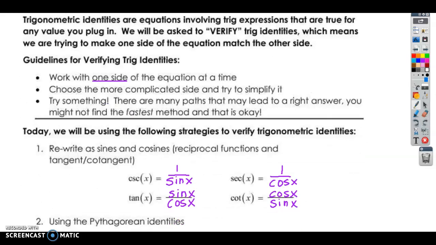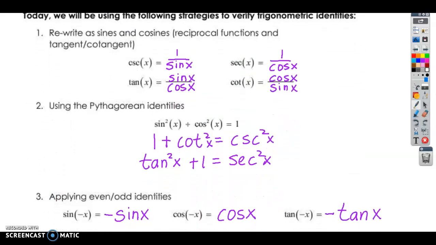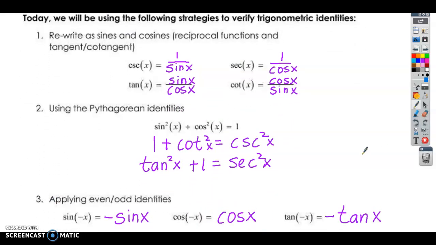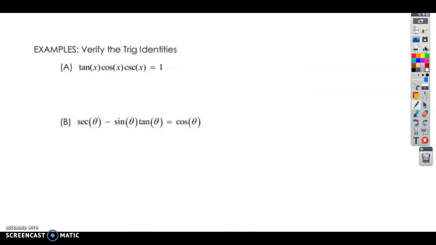Okay, so there are different tools that you can use, but the ones that we're going to be using today are rewriting sines and cosines as reciprocal functions, using the Pythagorean identities, and applying even and odd identities. You might need to pause to write those down. I'm going to go ahead and start. I'm going to take my time because this could take longer than 15 minutes.